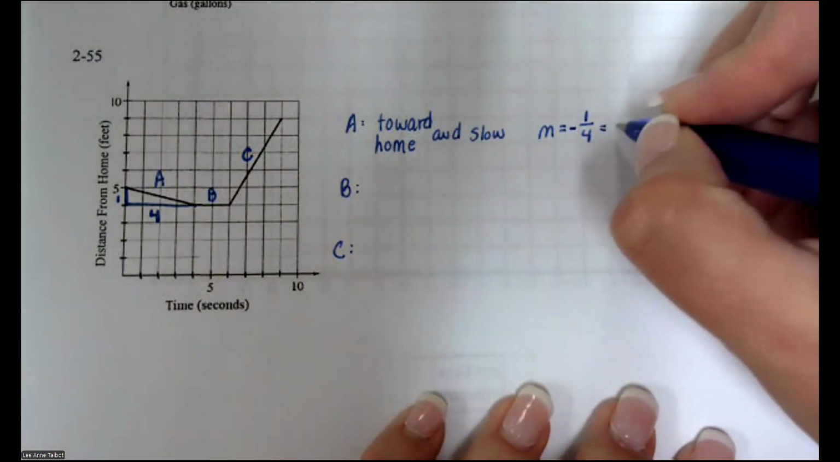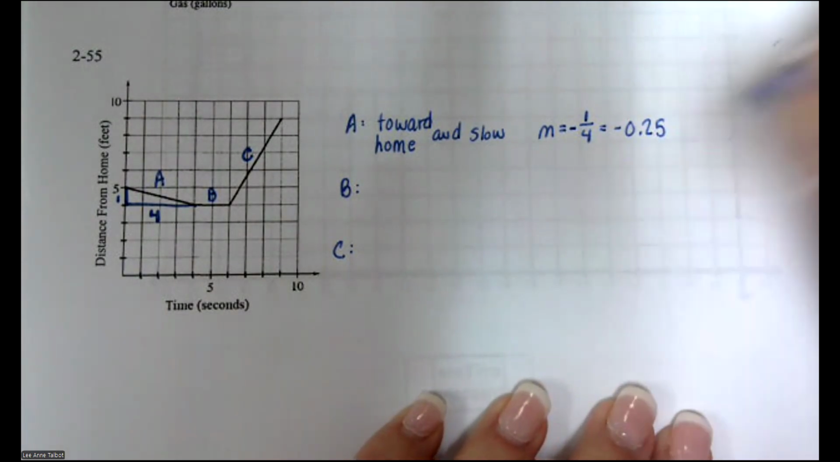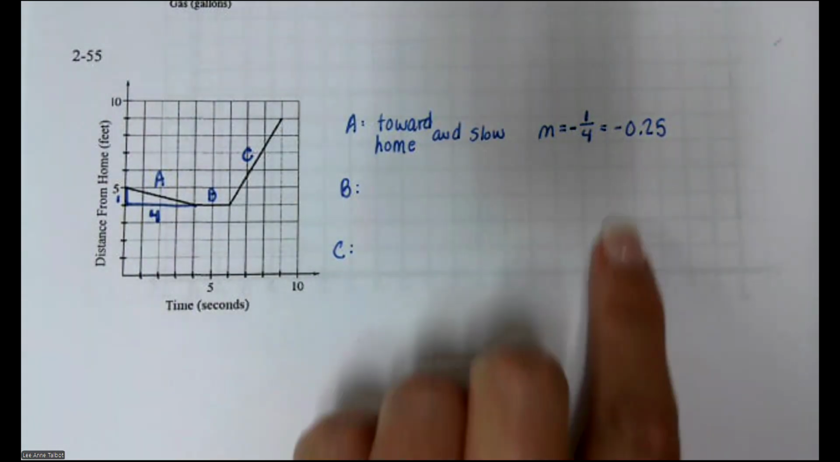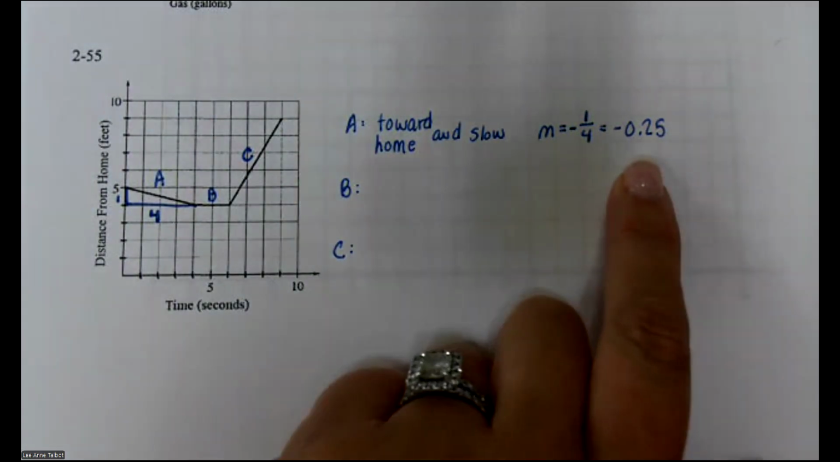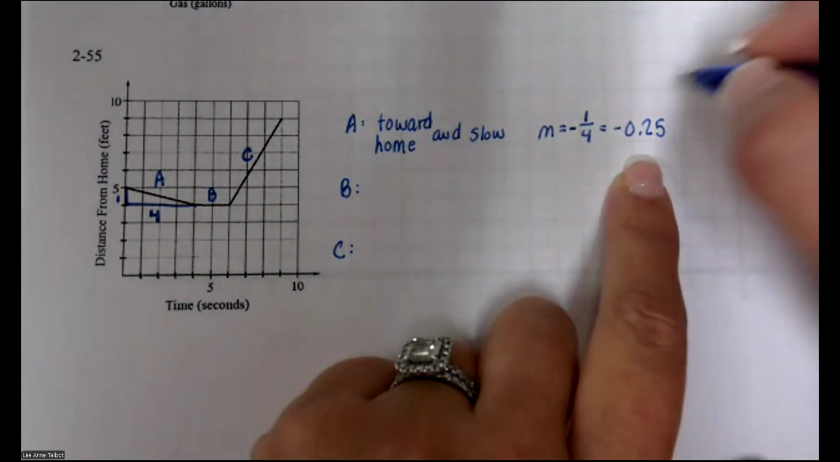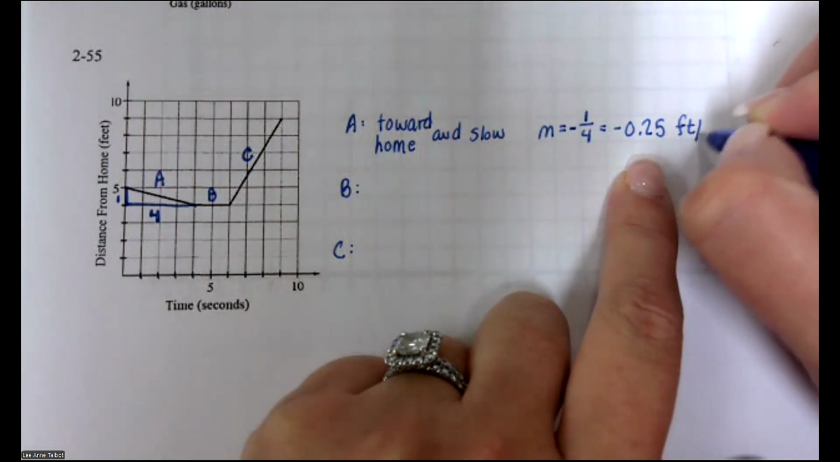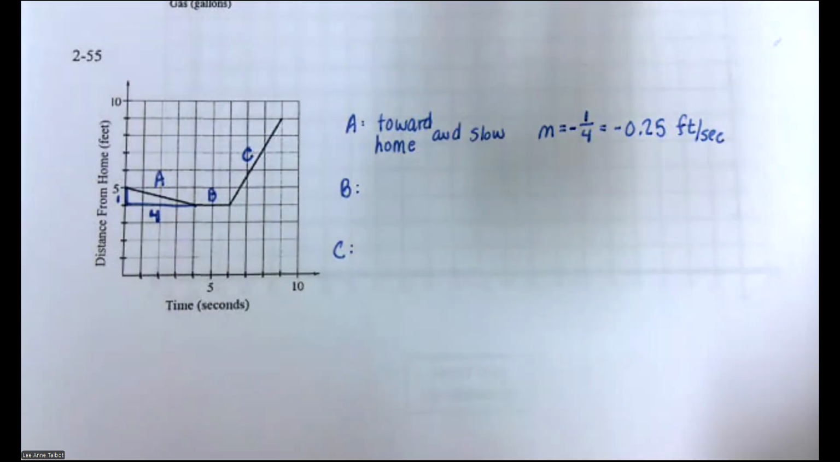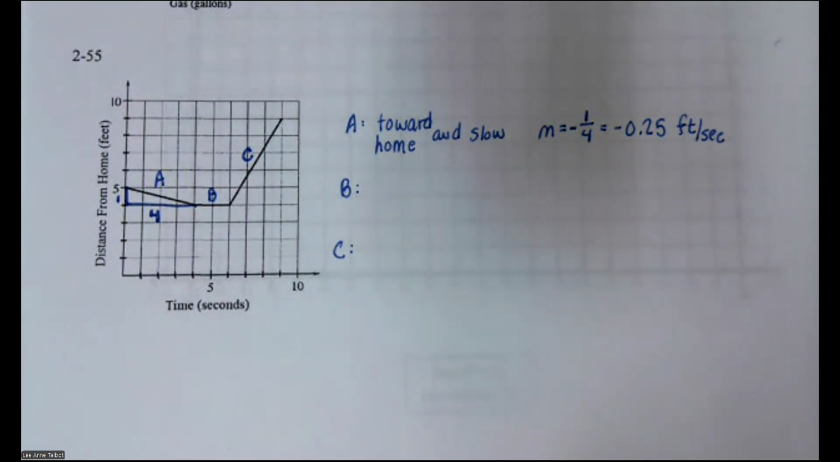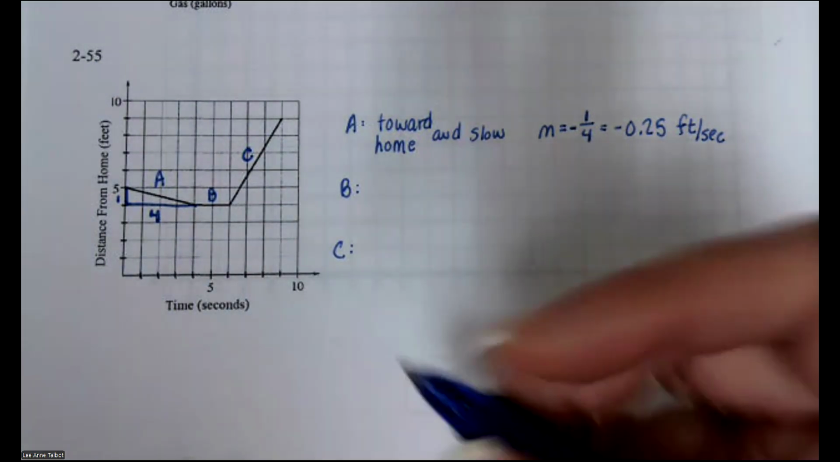Okay, so now go on your calculator and do -1 divided by 4, unless you know it in your head. -0.25. Okay, and then what are the units? Feet per second. Okay, B.